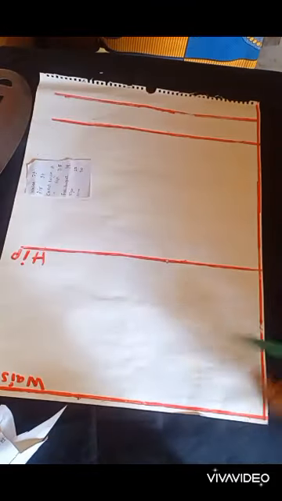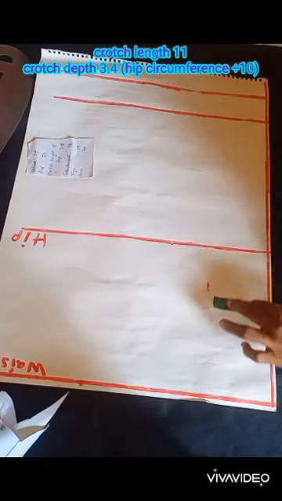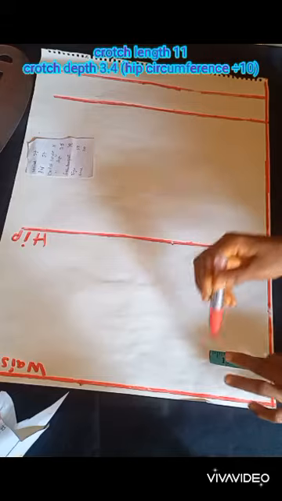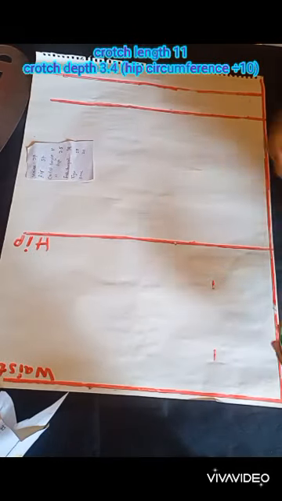We move on. So mark your crotch depth. My crotch depth is 3.4 inches. And how to get it is your hip circumference divided by 10. My hip is 34, so I divided it by 10 and got 3.4 inches.